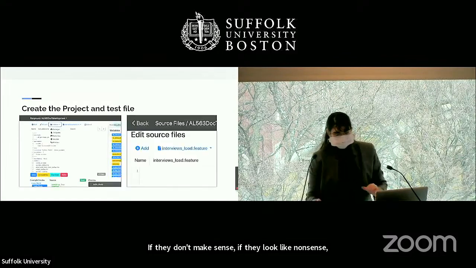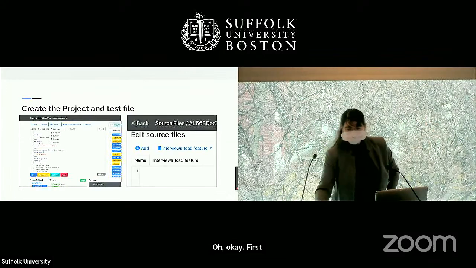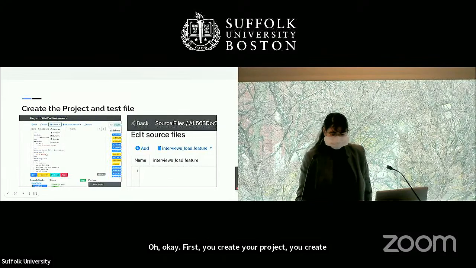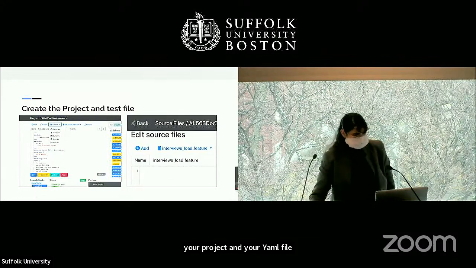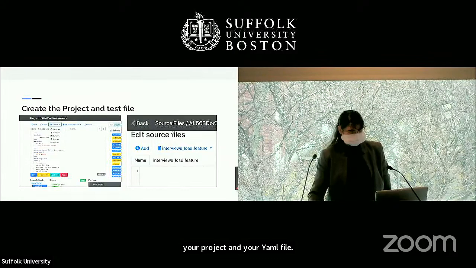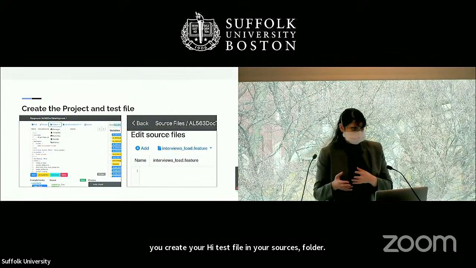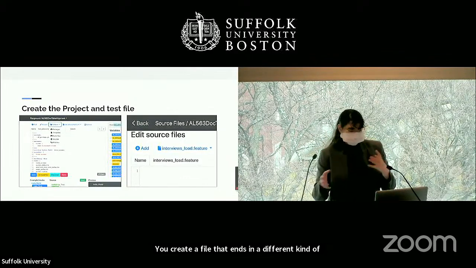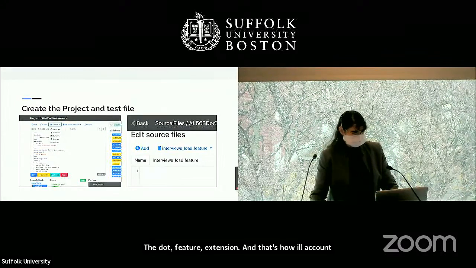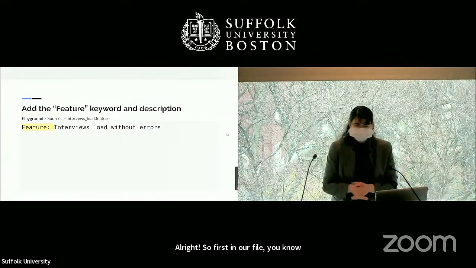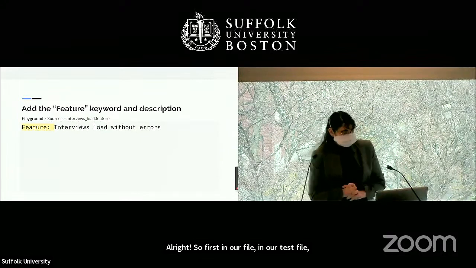So, okay. First, you create your project and your YAML file. Then you create your test file in your sources folder. You create a file that ends in a different kind of extension, a .feature extension, and that's how ALKiln can find the files that are specifically for tests. All right, so first, in our test file, the .feature file, we add the feature keyword.